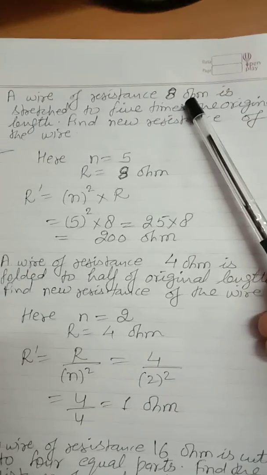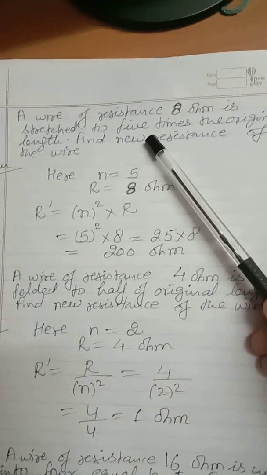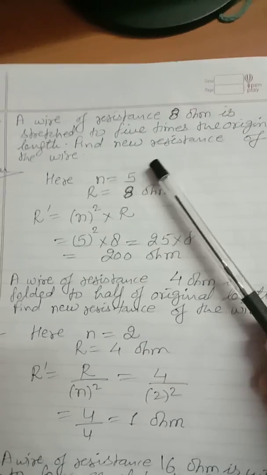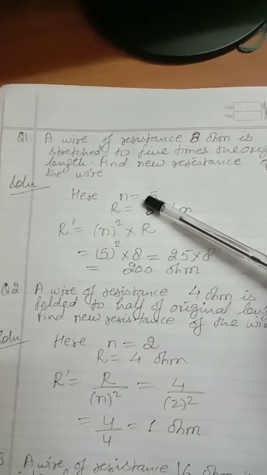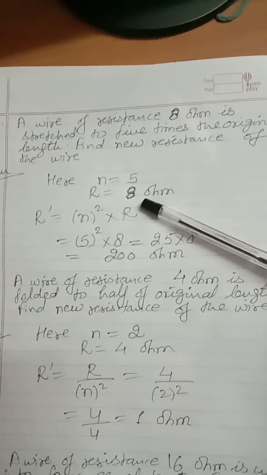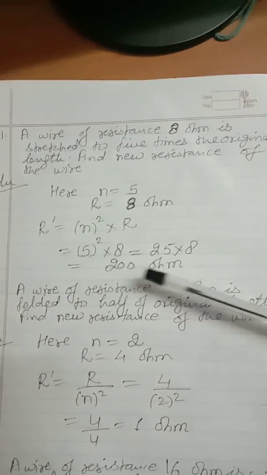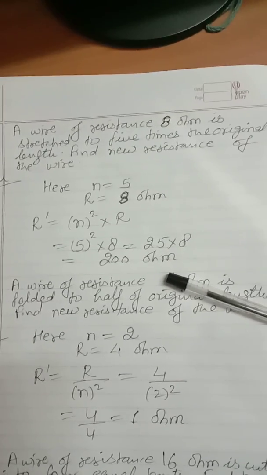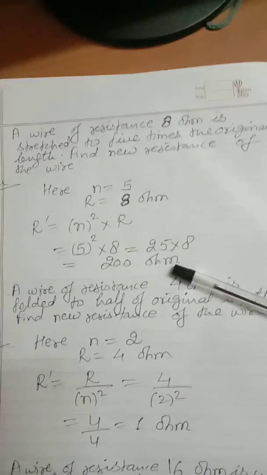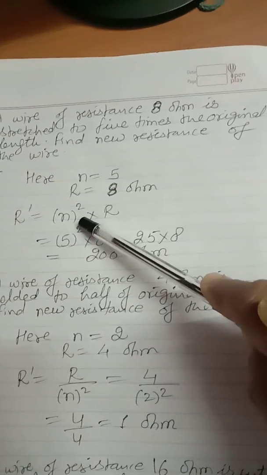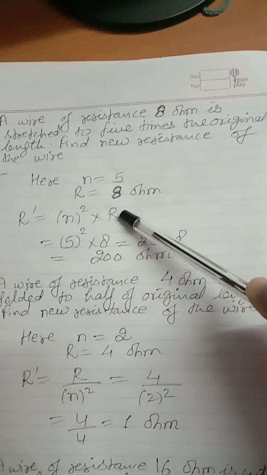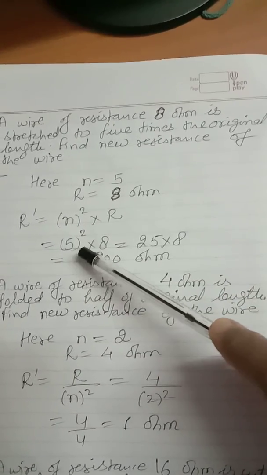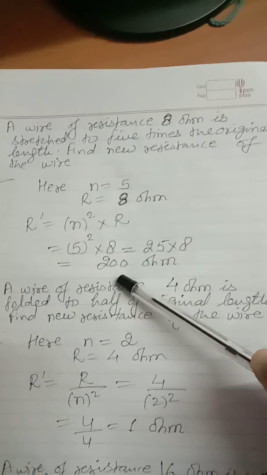Now see some questions based on this. Say for example, the question is saying a wire of resistance 8 ohm is stretched to make its length 5 times of original. Find the new resistance. So we know here n value is 5, original resistance 8 ohm. Now it depends how many marks have been allotted to the question. If the question is for 1 mark only, then you can directly apply the formula R dash is n square into R, or we can say 5 square into 8, and the value is 200 ohm.